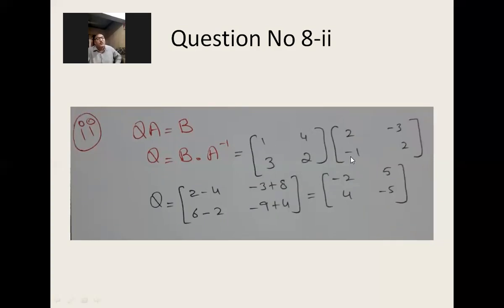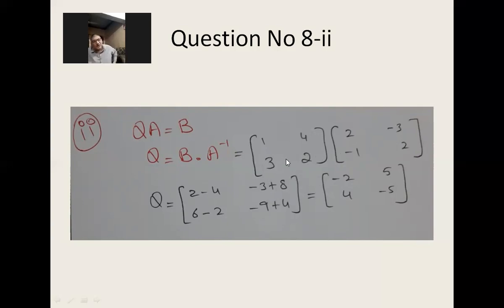So this first row will multiply with the first column, and then this first row will multiply with the second column. So here you have 1 multiplied by 2, 4 multiplied by minus 1, that is minus 4. Then 1 multiplied by minus 3, that will be minus 3. 4 multiplied by the 2, that will be plus 8.